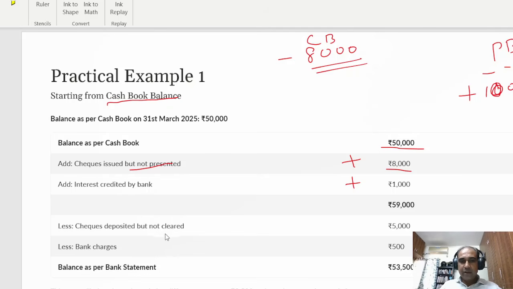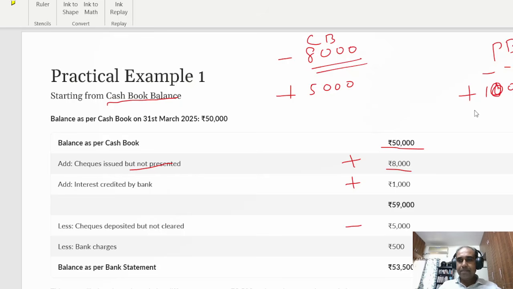Checks deposited but not cleared. Now I have passed an entry of 5,000 rupees in my cash book. But because of New Year holidays, the bank has not given the credit of this entry in the passbook yet. So my cash book is higher, which is wrong because my passbook has not recorded this entry. So I will eliminate this entry from the cash book, as a minus transaction.